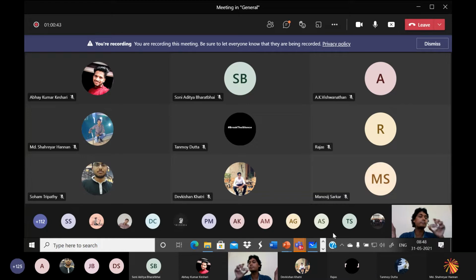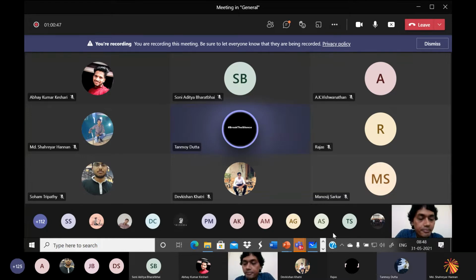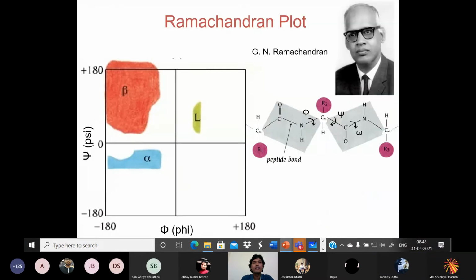Okay, sir. And sir, in the beta sheet structure, it extends beyond the Ramachandran plot a bit, like in the upper portion. So, is that valid? One minute, I would like to see. Yes, sir, in this red. Yeah, I understand. I have to see this image also, from where I have taken it.